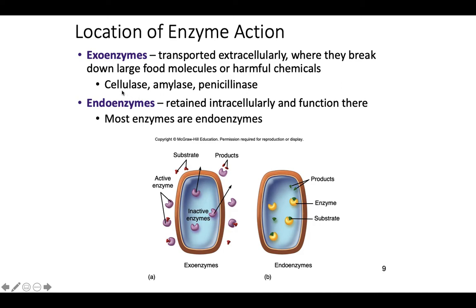So a couple of exoenzymes that you're probably familiar with are cellulase, amylase, and penicillinase. Amylase breaks down starch, penicillinase breaks down penicillin. This is how bacteria survive in the presence of an antibiotic. Cellulase breaks down cellulose, with bacteria that eat that for cows and things like that in their stomachs.